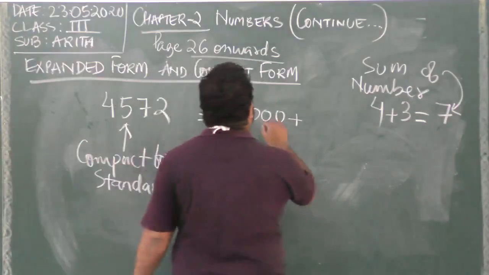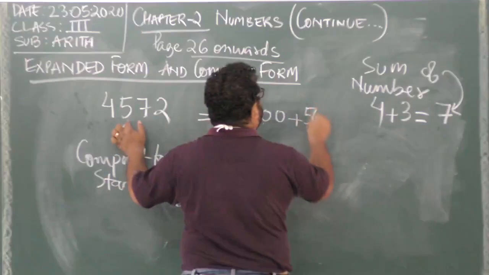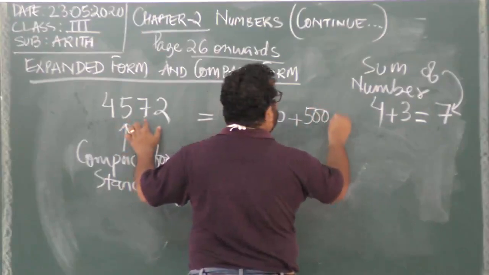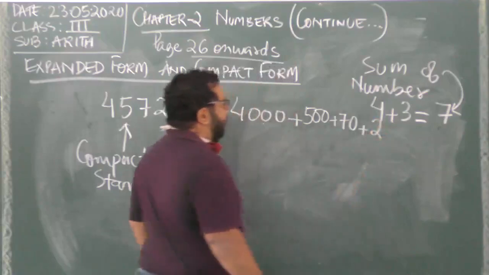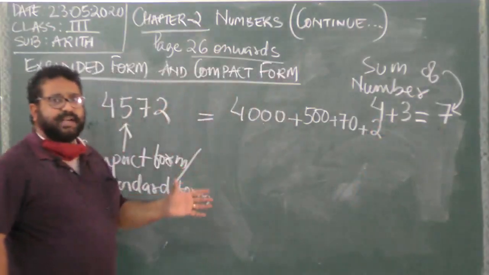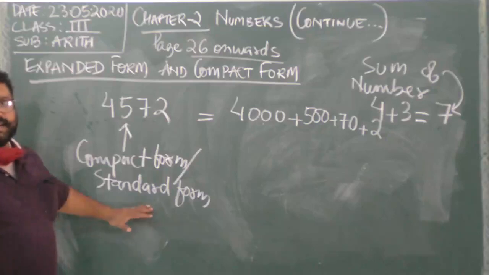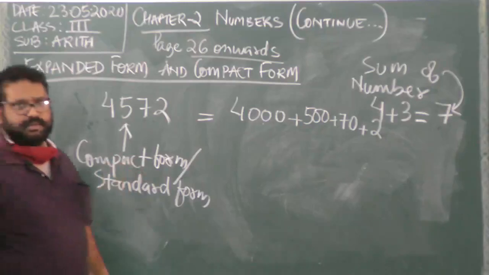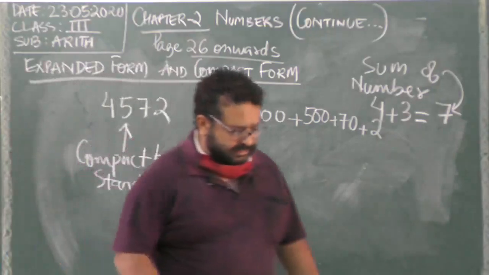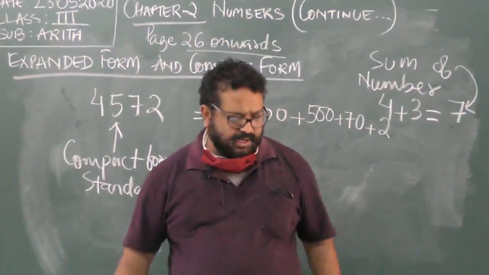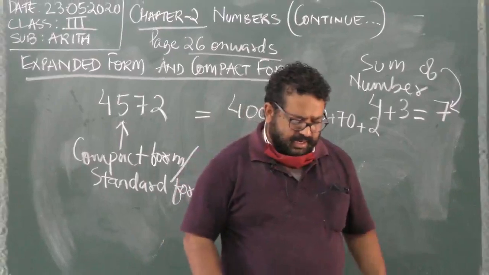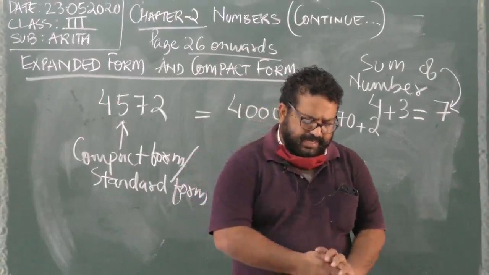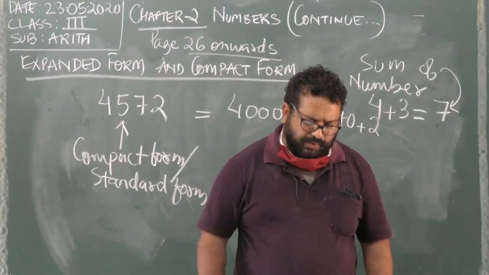So 4000, then we have 500, then we have 70, and then we have 2. This is the expanded form of this standard number, compact number. Do you understand? You can check this in your book, it is in the same example. Now write the expanded form of each of the following numbers.